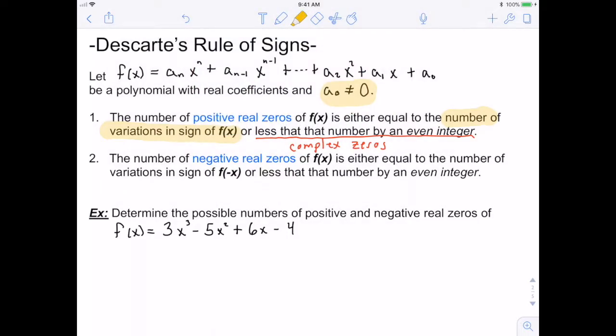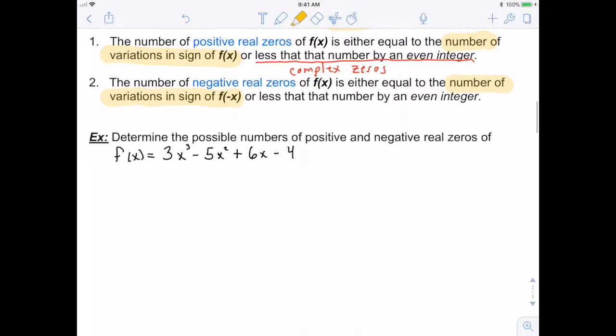Now, if we want to find how many negative real zeros we have, we need to make one slight change. Now, this will be equal to the number of variations in signs of f of negative x. So we'll have to change all of our x's to be negative and see what happens. So let's do an example here. We'll find the number of positive and negative real zeros for f of x is equal to 3x cubed minus 5x squared plus 6x minus 4.